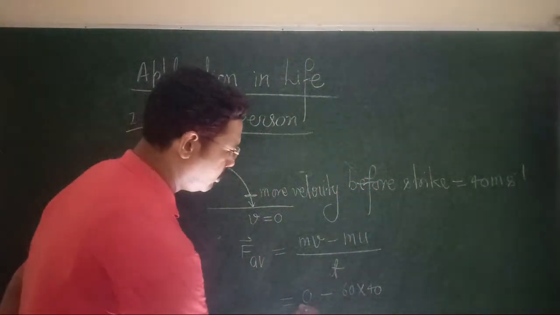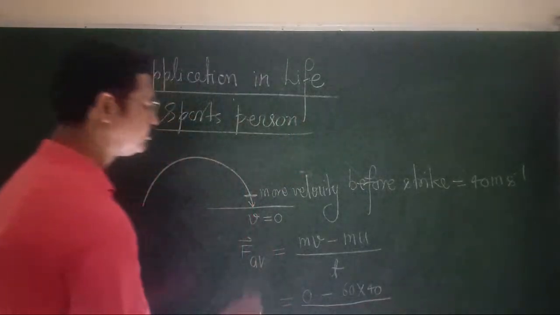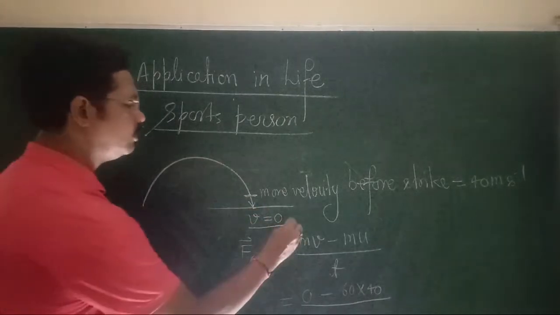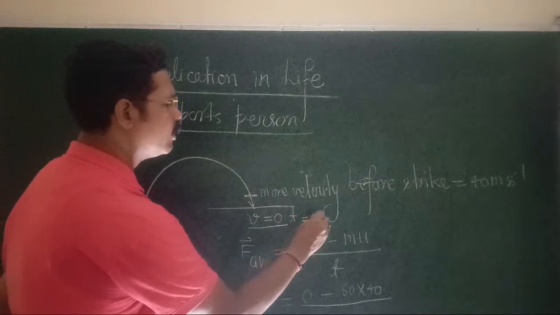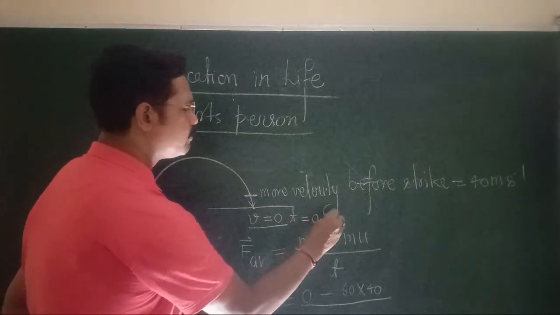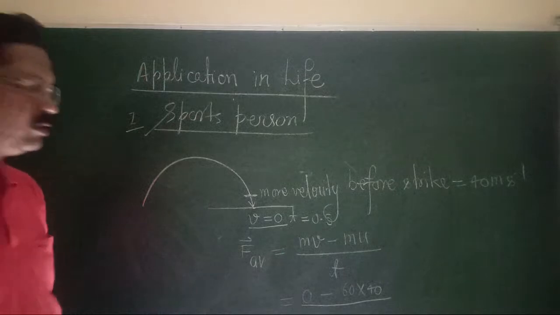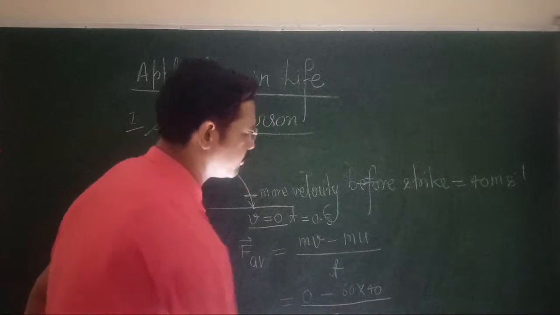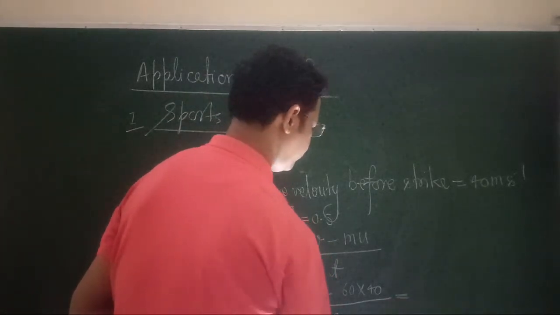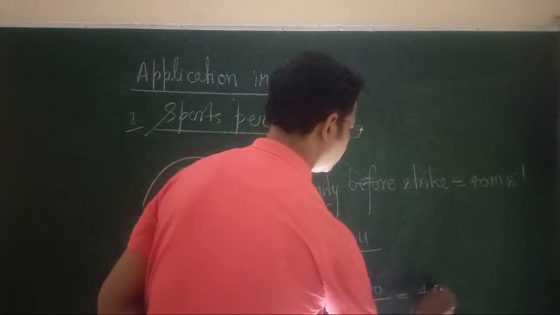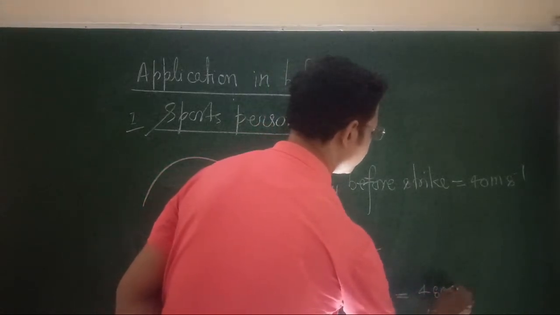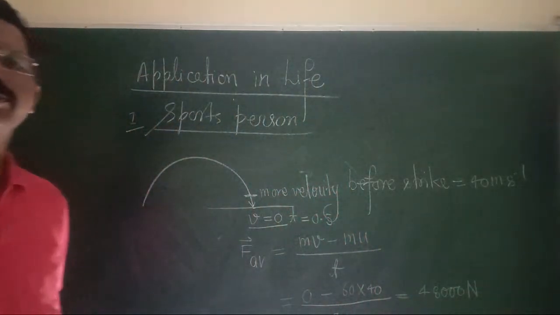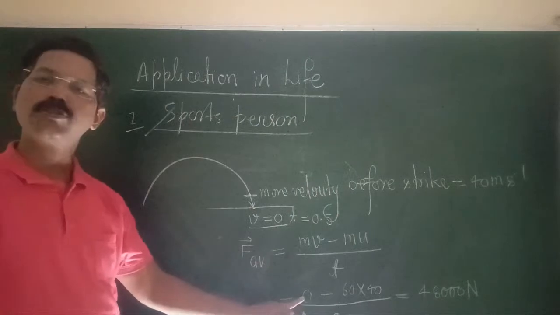So how much time is taken when he strikes and velocity becomes 0? Suppose total time is half second, you can say 0.5 second. So the time available is only 0.5 second. So what happened? It will be 48,000 Newton, the force applied here when velocity becomes 0.